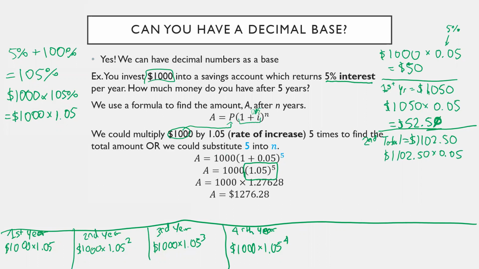Just simply keep it on there because you're going to need it for the next step. So I take 1.05 to the power of 5, and then I multiply by 1,000, and this ends up giving me $1,276.28. So I hope that kind of makes sense. Again, don't stress about this.